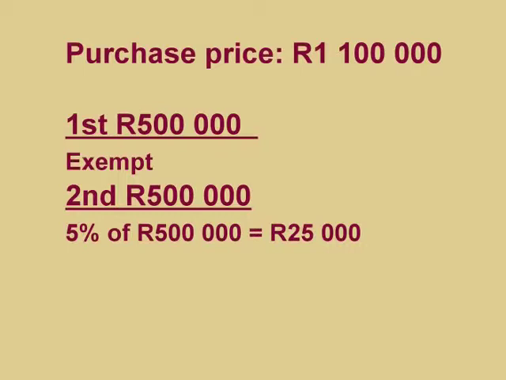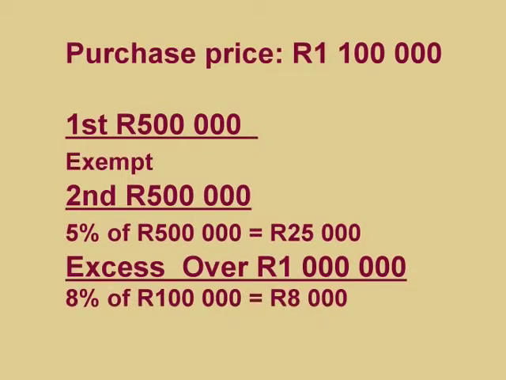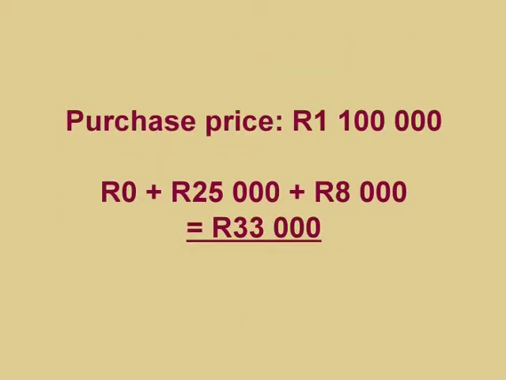And the excess portion over a million is 100,000, and on that 8% transfer duty is payable, which amounts to 8,000 rands. So the total transfer duty for this transaction will be 0 plus 25,000 plus 8,000, which will give us a total of 33,000 rands transfer duty payable to the receiver of revenue. This is not the only fee or cost involved in this transaction. It's merely the tax payable to SARS.